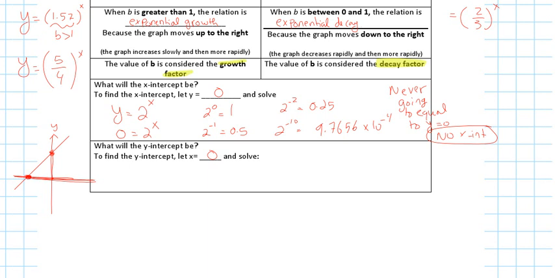So my equation is y equals 2 to the power of x. If I plug in 0 for x, what would be my y-intercept? What's my y-intercept? 1. Okay?